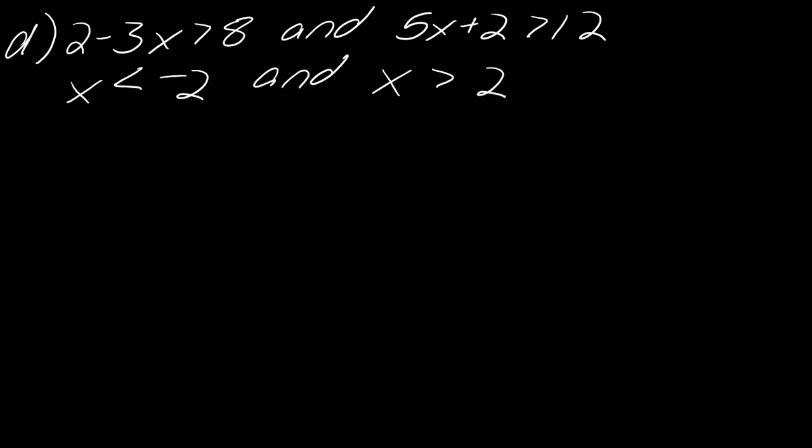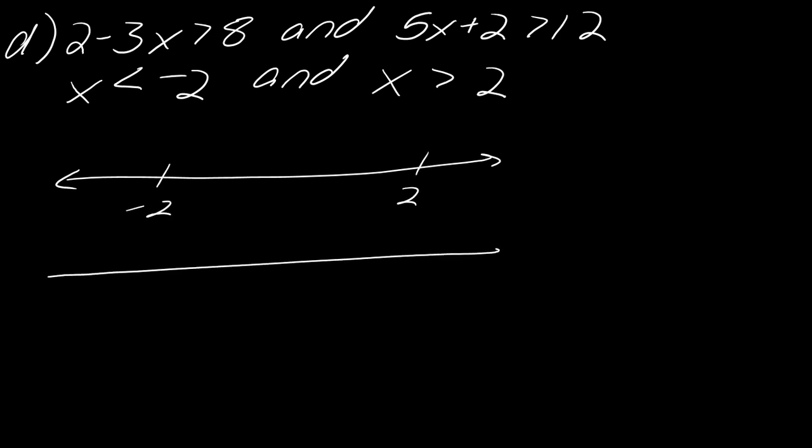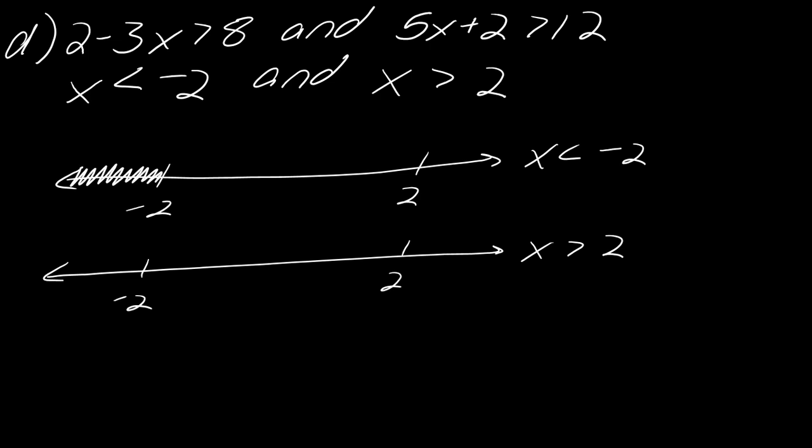And so I'm going to go ahead and graph each one of these on the number line because it is an and, and that just helps me to visualize a little bit better. Okay, so I'm going to do x is less than negative 2 and x is greater than 2. So for x is less than negative 2, I'll go this direction with an open circle or a round bracket. And then for x is greater than 2, I'll go this direction, again with an open circle or a round bracket. Okay, so this is an and.